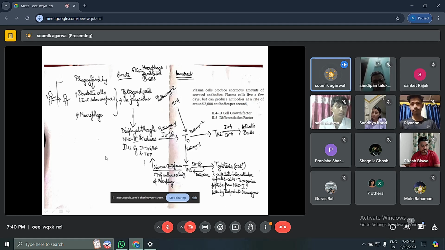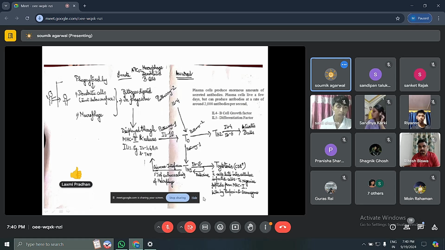Okay, and these cytotoxic T cells recognize such cells and they kill the affected cells through some molecules. Here I have written the name of two things, perforin and granzyme. So what they do, these T cytotoxic cells, just imagine a chemical being released, and after being released, it makes pores on the affected cells.